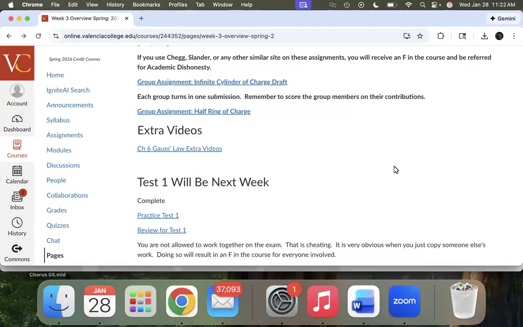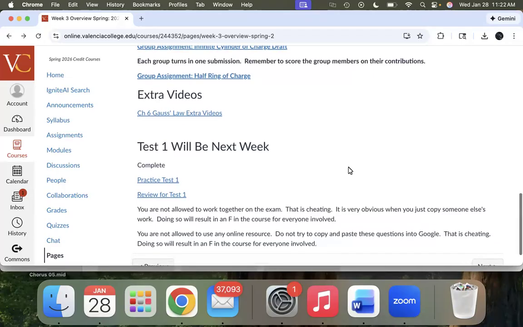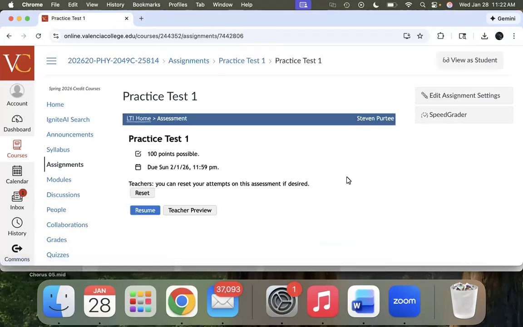Okay, let's review for test one. The best thing to do is go through all your homework that we've done so far. You can do any of that in practice mode. Make sure you know how to do all the problems. I've got practice test one here that you can do as many times as you want.